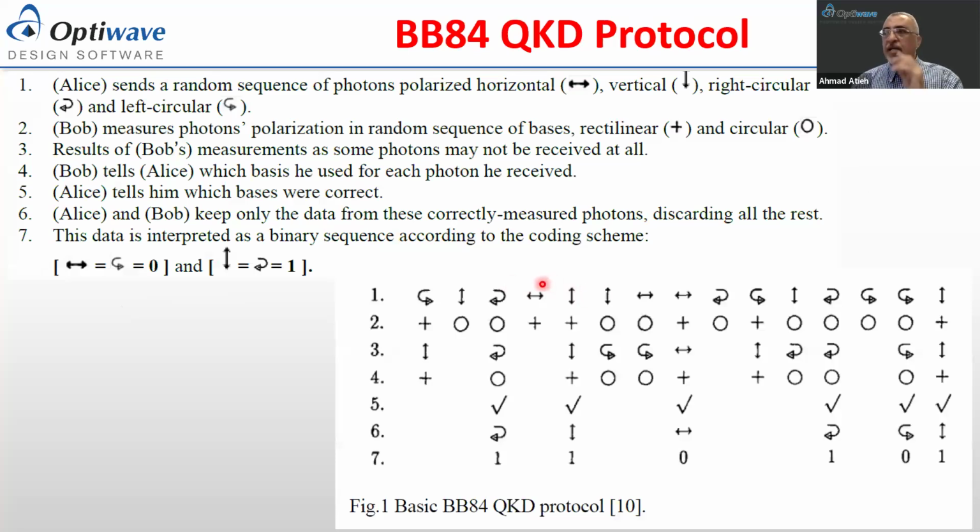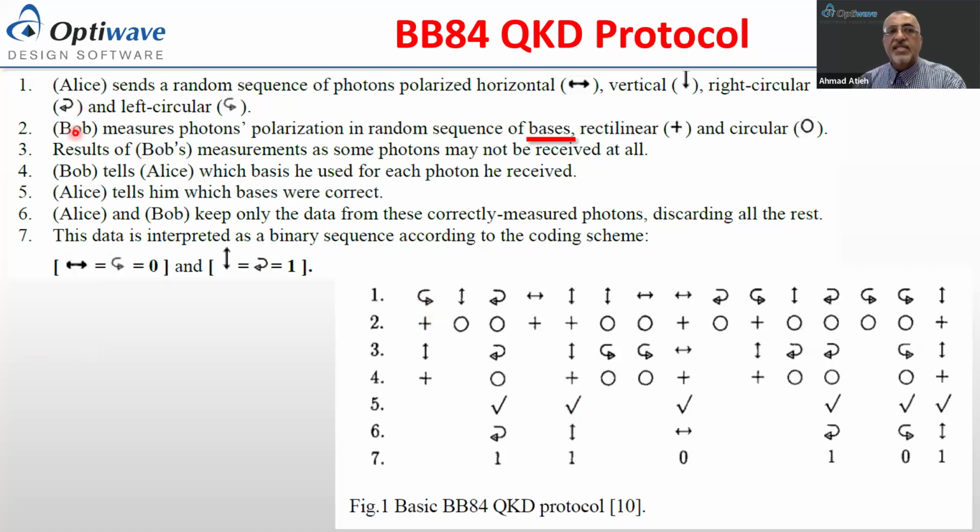In this slide, I'm trying to describe what the BB84 is and how it works. As I mentioned, you have two parties, Alice and Bob. The first step is that Alice sends different states of polarization of photons, which can be circular left, rectilinear vertical or horizontal, or circular right. So all of these states are sent randomly.